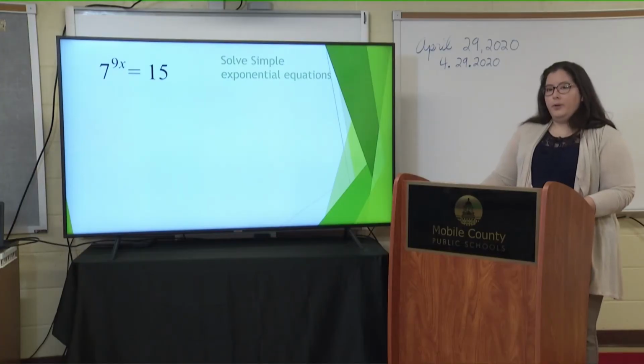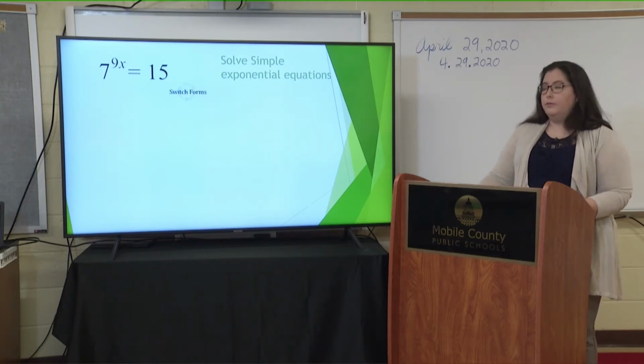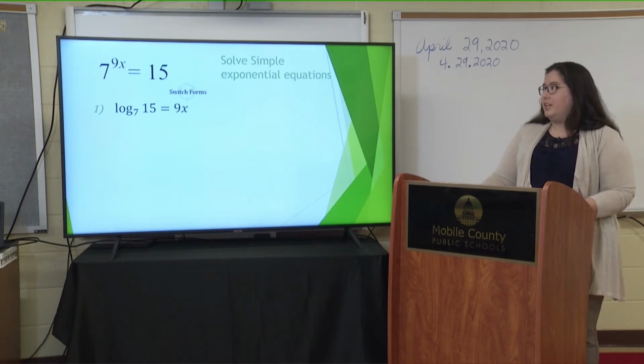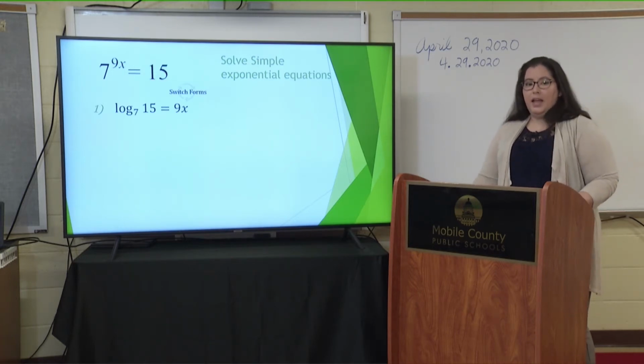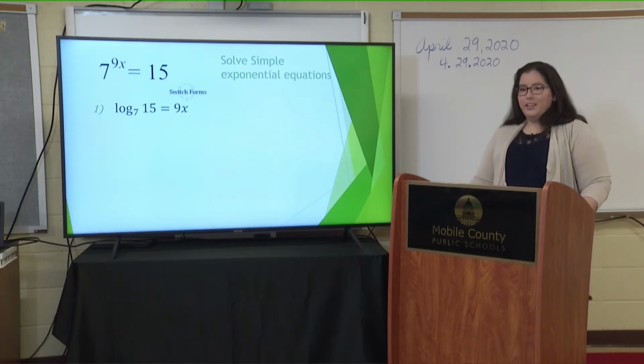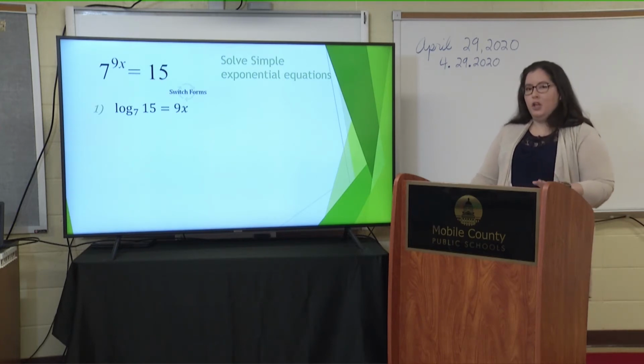We have one variable, it's in the exponent. So let's try switching our forms. We get log base 7, 15 equals 9x. Now, if you have a nice calculator where you can change the base and put in an argument, you're good. But a lot of you don't have that.